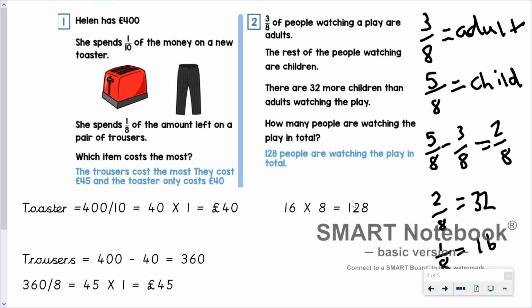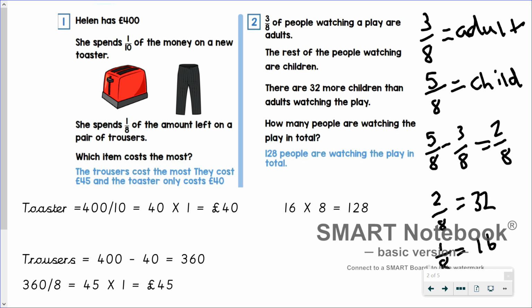So to make the whole audience, I just counted on from 3/8, so 4/8, 5/8, 6/8, 7/8, 8/8. So that's 5/8 are children. Okay, so 5/8 are children and 3/8 are adults. There are 32 more children than adults watching the play.